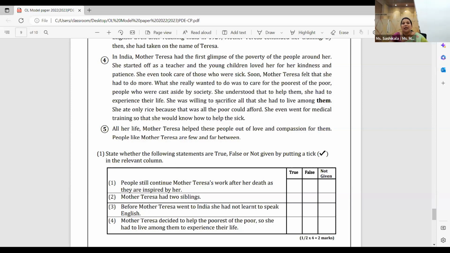බලන්න මෙතන. She had to experience their life. එතකොට experience their life කියන්නේ ඒගොල්ලන්ගේ ජීවිතේ විඳින්නනේ. Experience කියන්නේ experience කරන්න. එතකොට මේක it's a true sentence. ඒ කියන්නේ experience their life කියන එකයි to live among them කියන එකයි එක meaning එක. So it is true. So the answers for this is first one true, number 2 not given, number 3 false, number 4 true. Let us move to the other question.